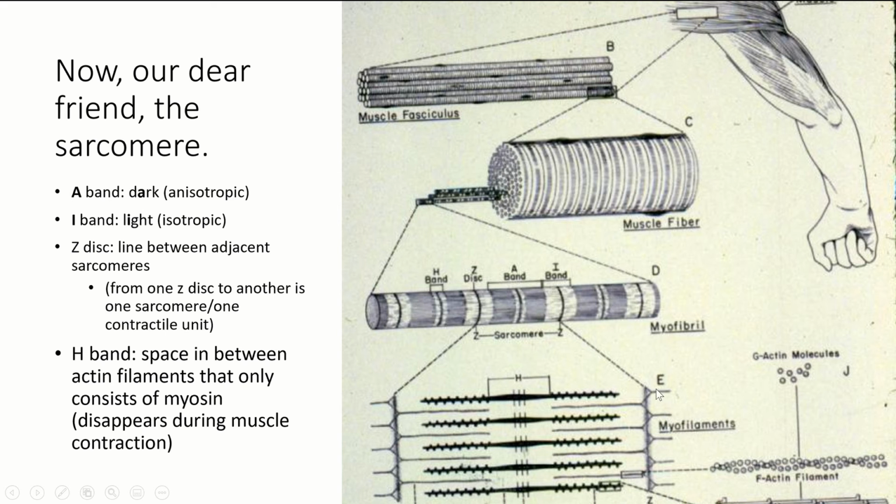And so you can see what happens is this actin interweaves with the myosin, right? So there's this one area where the myosin and the actin overlap. There's an area where there's just myosin, and there's an area where there's just actin.